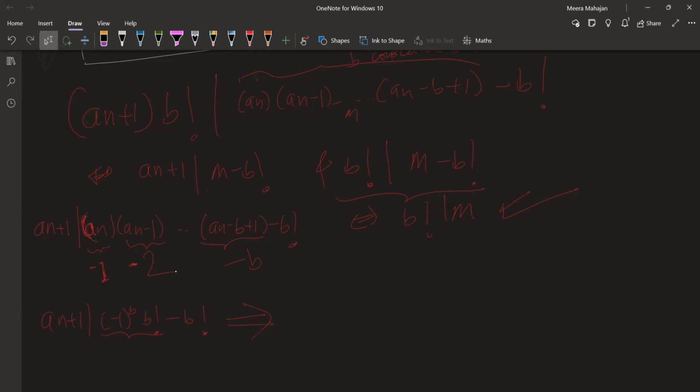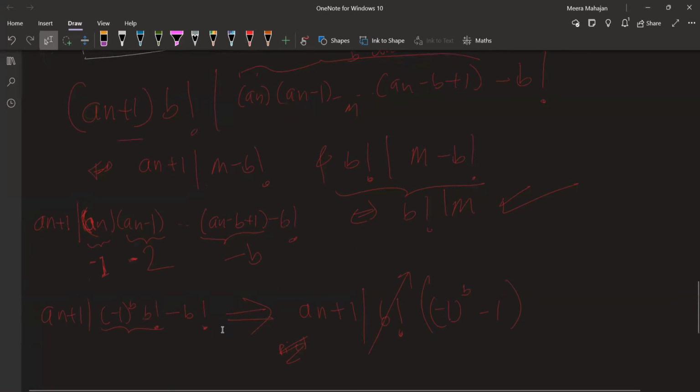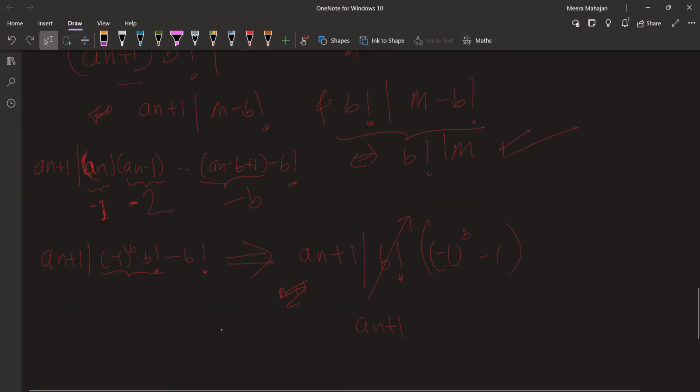So either a_n plus 1 divides 0 or a_n plus 1 divides 2b factorial. Yeah, you get a_n plus... No, that is not entirely true, but you get -1 to the power b minus 1. Note that the GCD of these two things is 1. This is because this is what we did here. The GCD is 1, and hence you can remove this factor. And hence you get a_n plus 1 divides -1 to the power b minus 1.